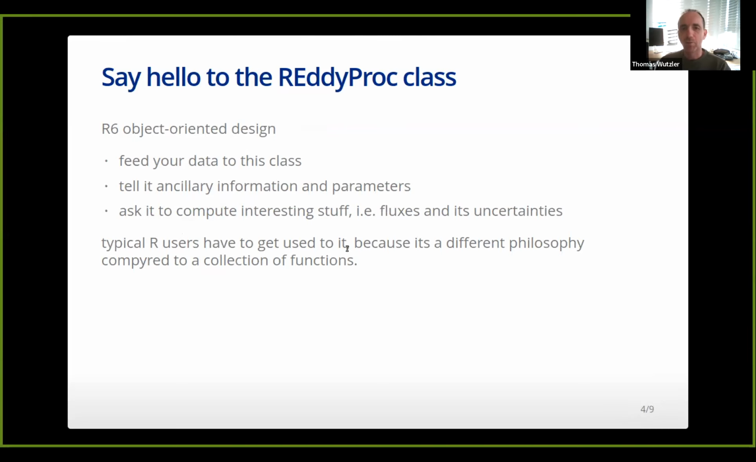So typical R users may need some time to get used to this kind of style in R. But actually you initiate your class once, and then you interact with the class by feeding your data into this class, telling it all your ancillary information like time zone and the geolocation of the site, and setting some parameters if you don't accept the standard parameters. And then you ask the class to compute interesting stuff for you, like partition fluxes or computing uncertainty estimates.